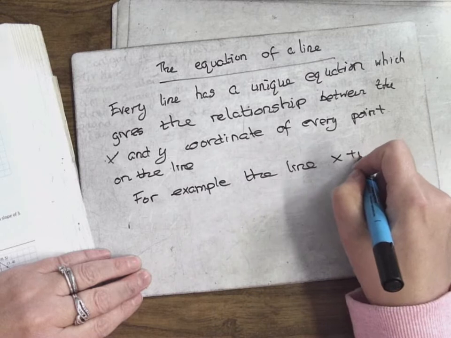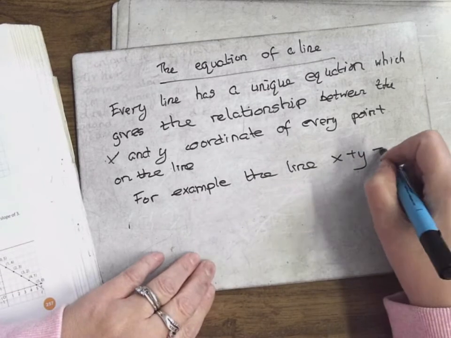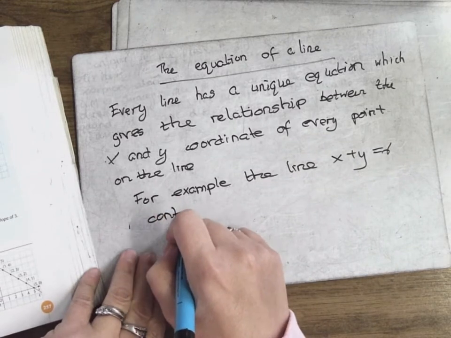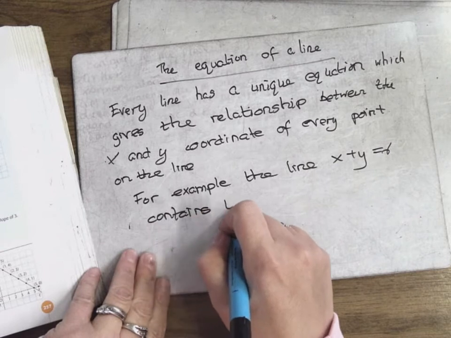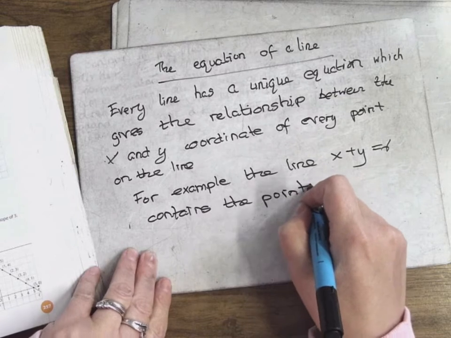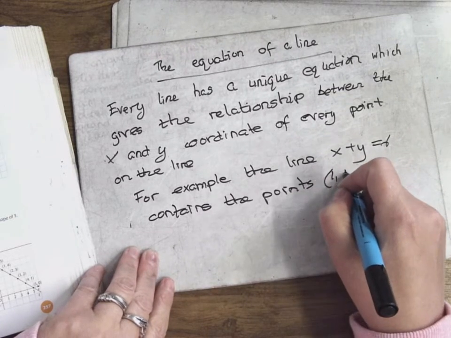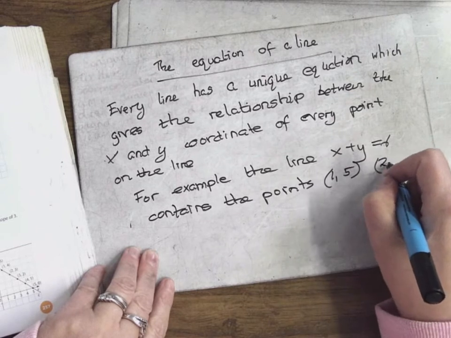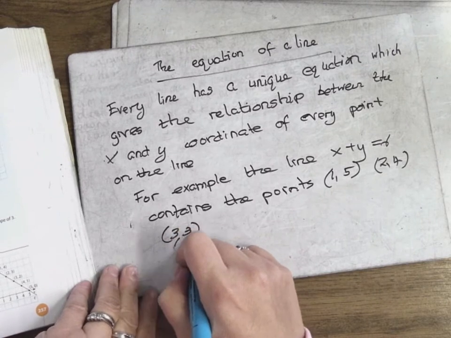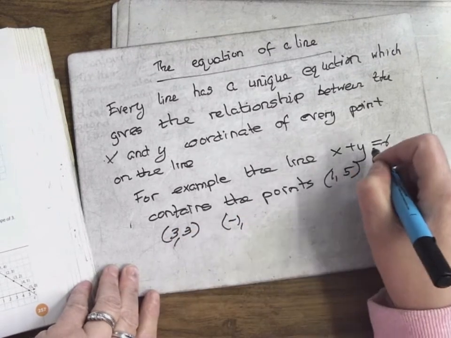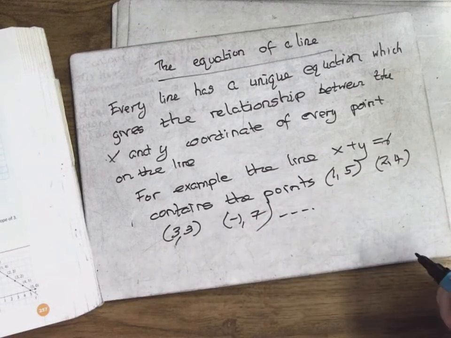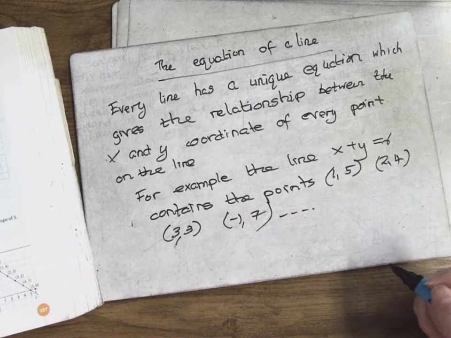So just to use the example we had there, x plus y equals 6 contains the points 1, 5, 2, 4, 3, 3. I said it contained minus 1, 7. Basically, if you add the x coordinate and the y coordinate, you get 6, etc. Obviously, there's an infinite number of points on the line, so it goes on forever.